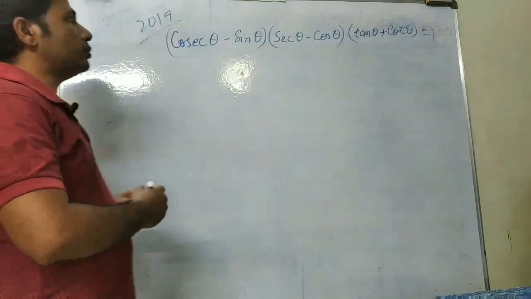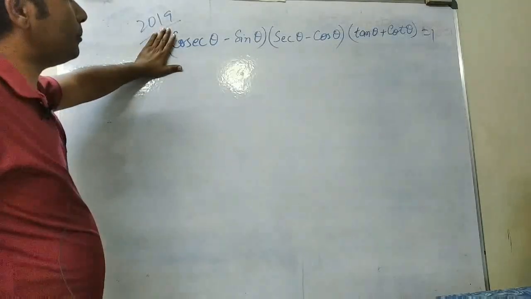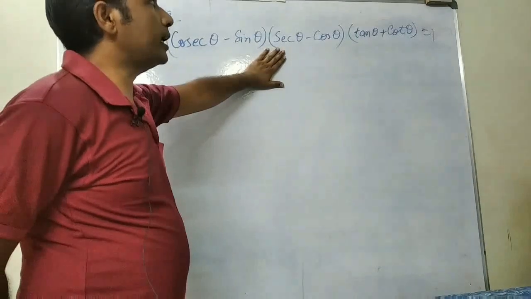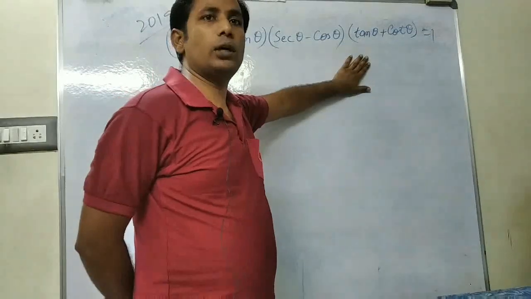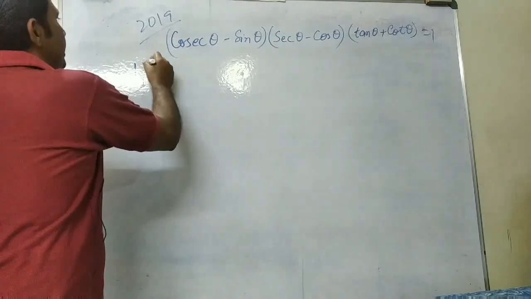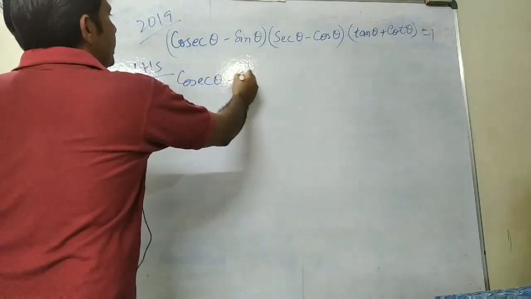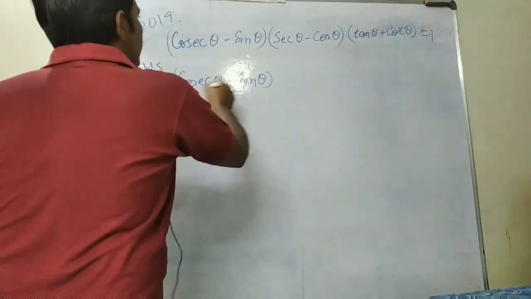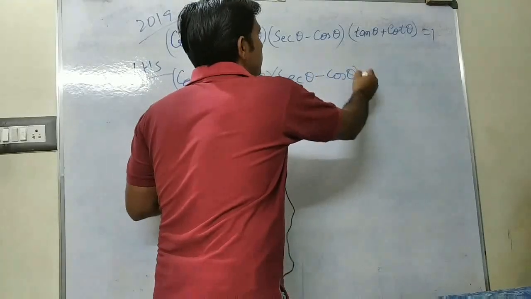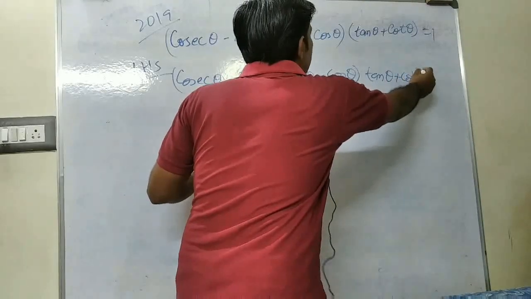Now we will deal with the second question, of 2019. What is the question? (cosec theta minus sin theta) multiplied by (sec theta minus cos theta) multiplied by (tan theta plus cot theta) is equal to 1. So from the LHS side we will go again. Then we will write here the LHS side: cosec theta minus sin theta, sec theta minus cos theta, tan theta plus cot theta, which is given in the question only.